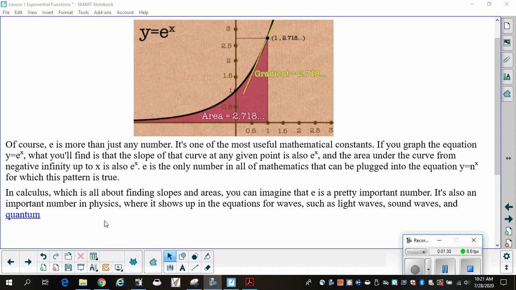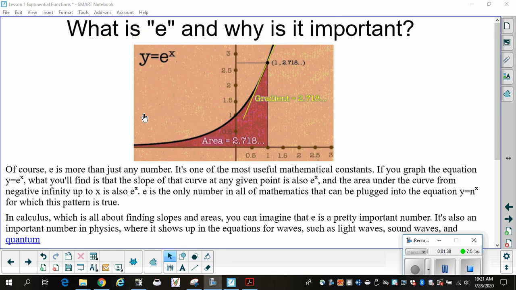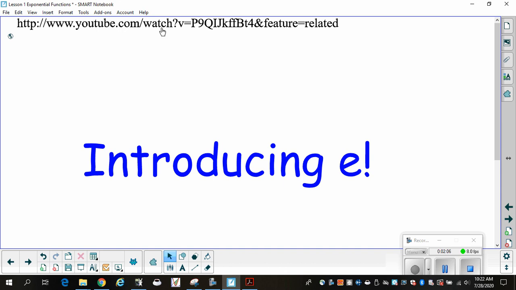It's also an important number in physics, where it shows up in equations for waves, such as light waves and sound waves, and in quantum physics. So, again, the video that I put in there is your first item. It's really going to show you what happens when you compound interest continuously in a bank, which is, at this point in your mathematical career, the application that makes the most sense. Those of you that move on to physics, especially calculus-based physics, will do a lot more with e.